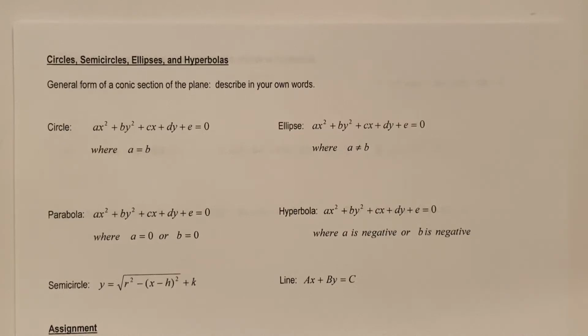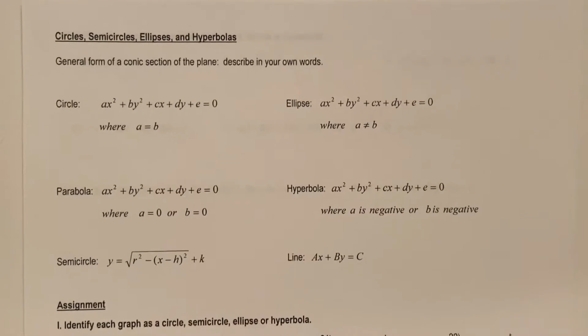On these pages, we're looking at just identifying the differences between the equations and the graphs of circles, semicircles, ellipses, hyperbolas, some of the conics that we're going to be looking at this unit. So first, let's look at the equations, then we'll look at the graphs.